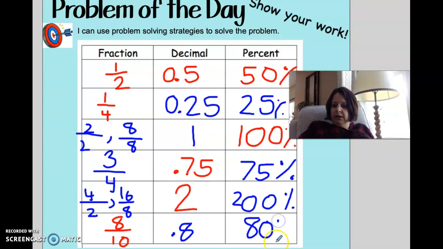80%. All right, I hope you found today's math lesson interesting, and I hope you work on fractions, decimals, and percents on your own. Have a great day.